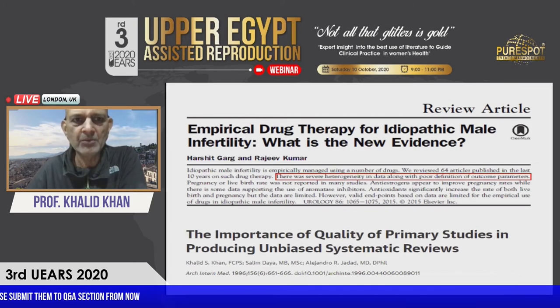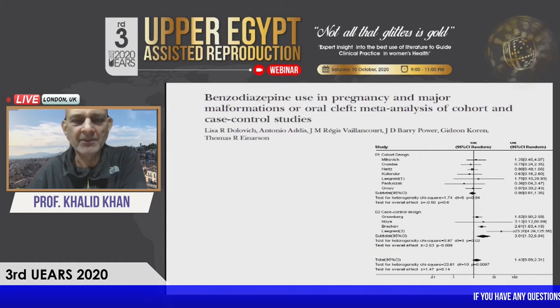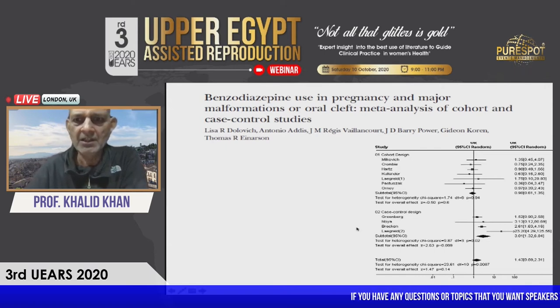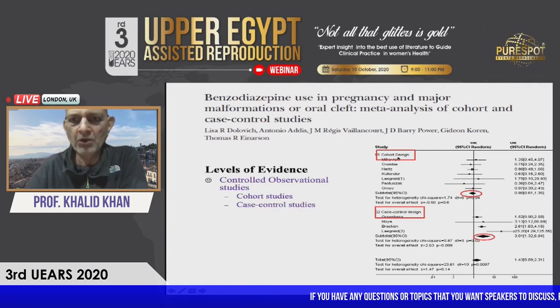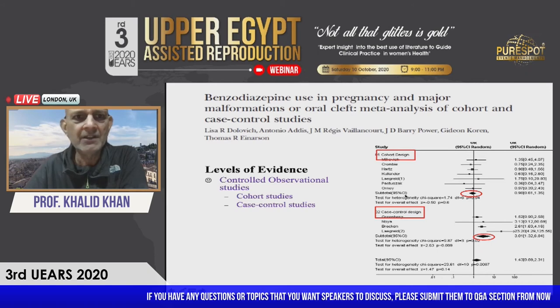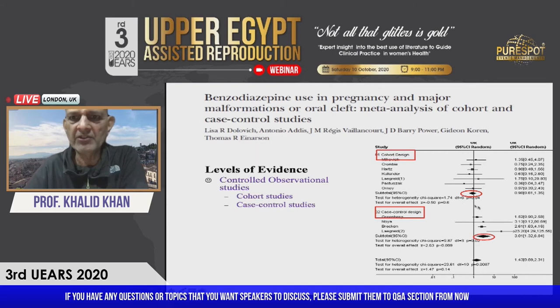Here's another study where a systematic review was performed to examine male infertility. Here is another systematic review, looking at the relationship between benzodiazepine exposure in pregnancy and malformations. And a cohort study design, which tends to be higher in quality than case control design, shows no relationship. Case control studies show a relationship. We can unnecessarily develop a fear that this exposure may cause this problem when good quality literature shows no relationship.